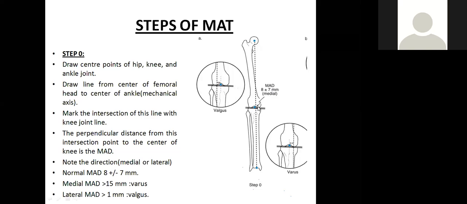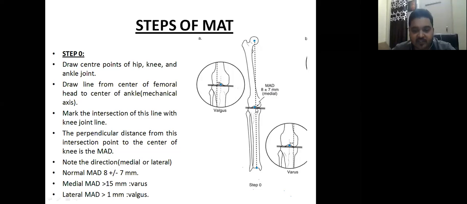If the MAD, that is the mechanical axis distance, is greater than 15 millimeters medial, then we would say there is a varus deformity, or the lower limb is in varus. Or if that distance is greater than 1 millimeter lateral to the center point of the knee joint, then we can say it is in valgus. Okay, so this is the first step of the mechanical axis. We have to determine whether our lower limb is in varus or valgus, and quantify how much.